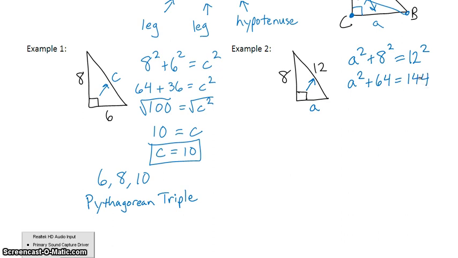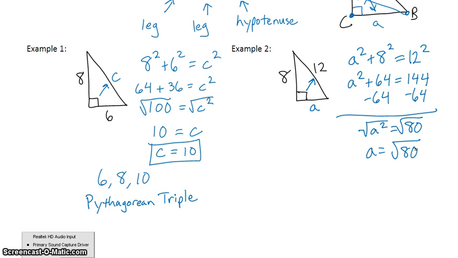Now again, we need to solve for our variable. We need to solve for a. So we need to undo adding 64 by subtracting 64. 144 minus 64 is 80. And again, we need to undo squared by taking the square root. So a equals the square root of 80.